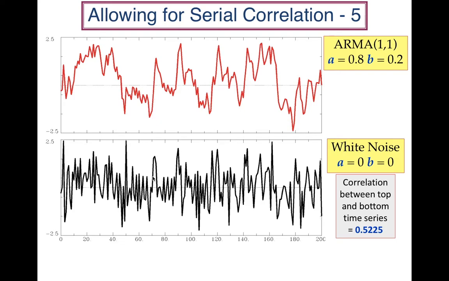The bottom one is the same generation procedure applied, but with A equals 0 and B equals 0, and this is called white noise. There's no correlation. Knowing that a value is negative here doesn't help you decide whether it's negative or positive there. You can have 2 negative values in a row, 3 in a row, and then bang, it's positive. So the correlation between these two, because they were generated using the same random number seed, is actually pretty high, 0.5. But they'd have very different statistical properties in time, and to the eye, they're very different.